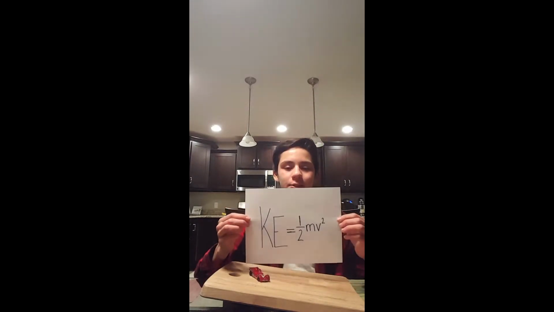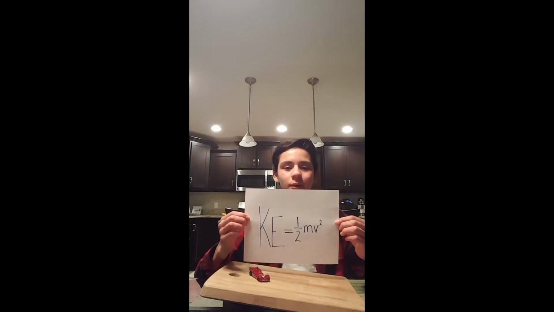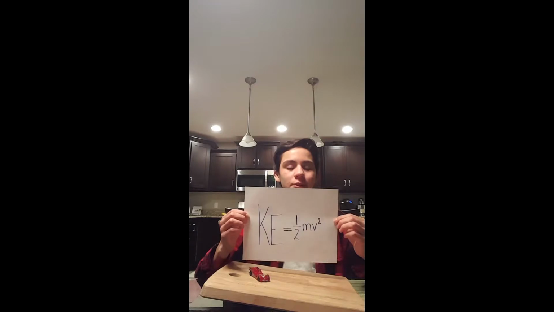Kinetic energy, on the other hand, is energy that an object has due to its motion. Kinetic energy depends on an object's mass and velocity. Mass is expressed by lowercase m, and velocity is expressed by lowercase v. The formula for kinetic energy is kinetic energy equals 1/2 times mass of the object times its velocity squared.